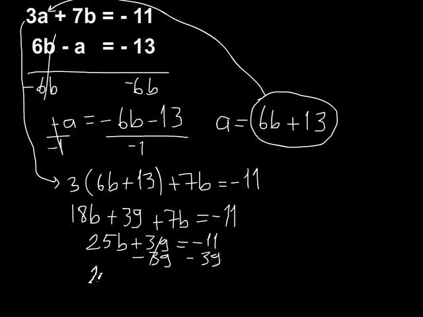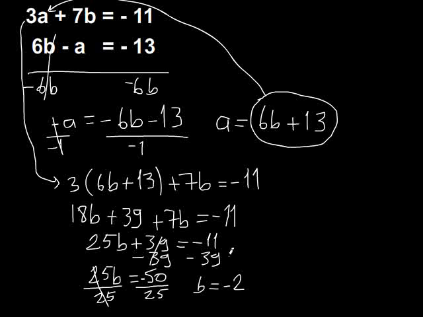So we have 25b is equal to negative 50. Then finally, we divide both sides of the equation by 25 to get b by itself. So b is equal to negative 2.